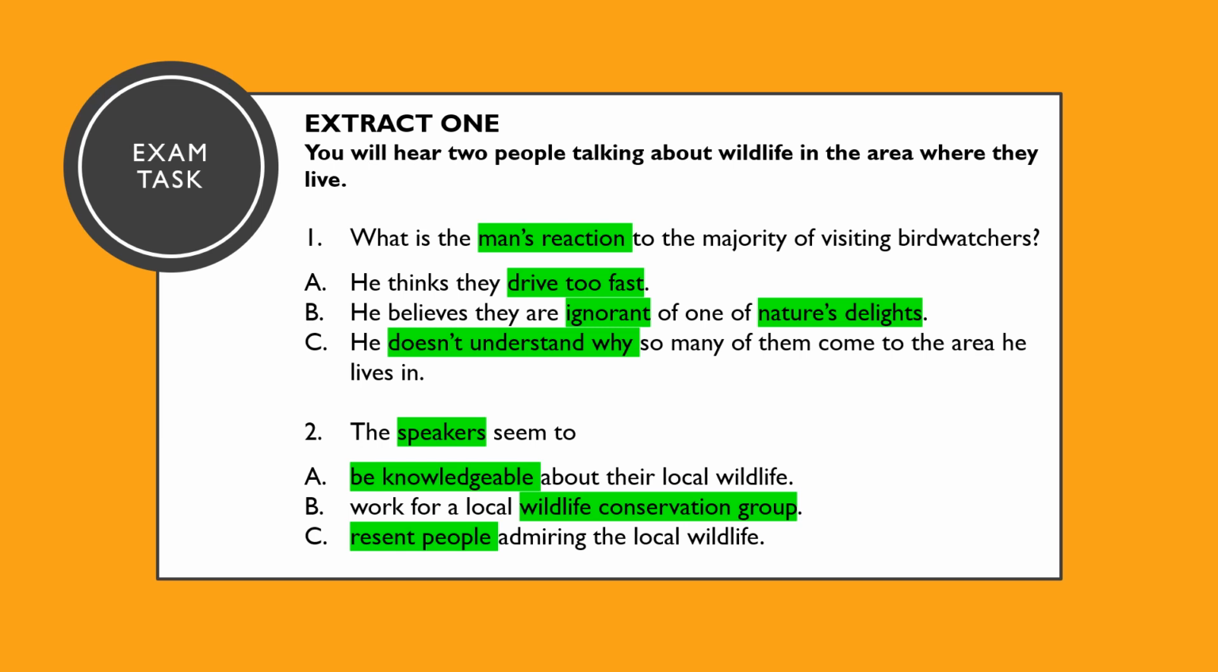In question 2, speakers is an important bit of information to highlight, because there it's the plural form. So we know that in this case, both speakers need to agree on some particular point made in the extract. So is that point A, that they are knowledgeable, that they know a lot about the local wildlife? Is it B, that they both work for some wildlife conservation group in the area? Or is it C, that they resent or they think badly of people who admire the local wildlife?